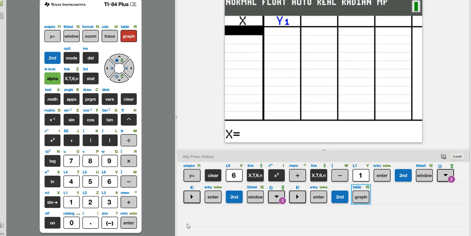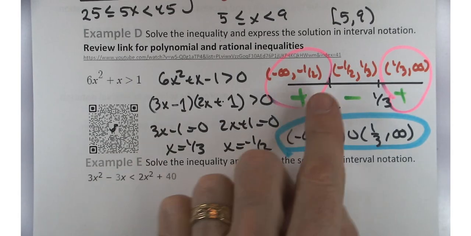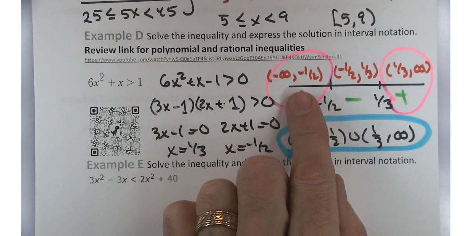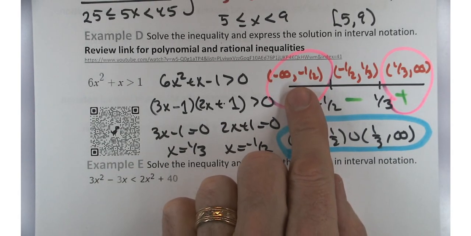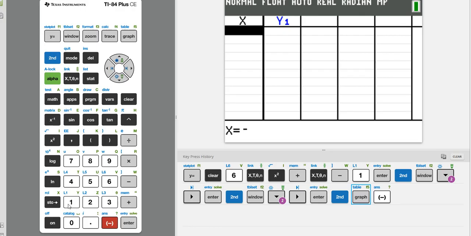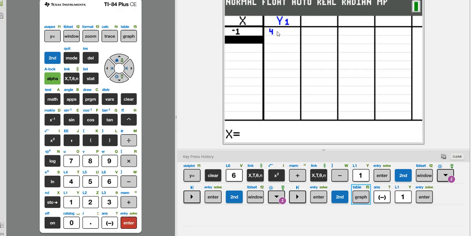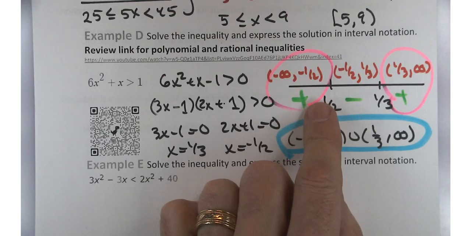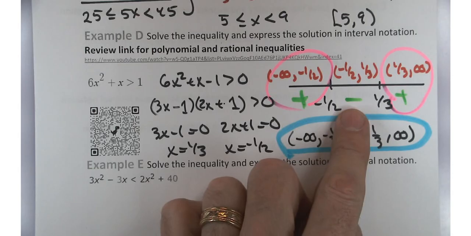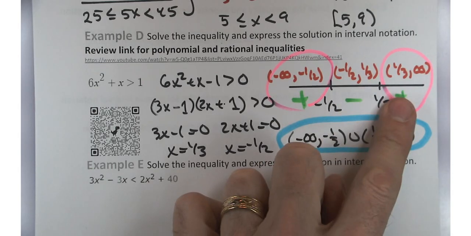Thank you. Sure. Now if you wanted to test something in this interval, somebody give me a value of x that's in this interval. -1. Sure. So let's type in a -1. And I get a 4. Great. So that's positive. How about something that's in our next interval? 0.